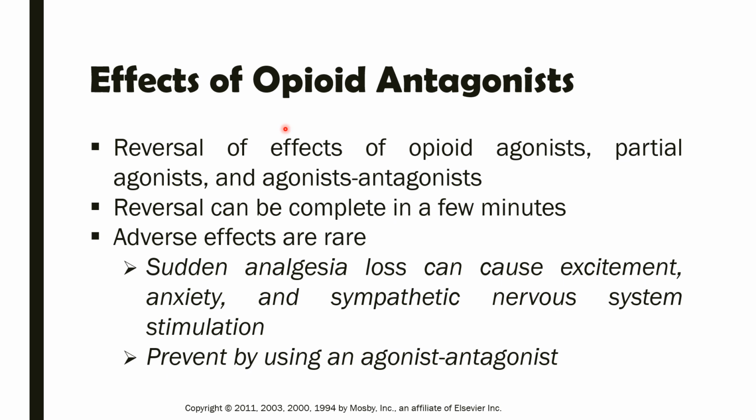A reversal can be complete in a few minutes, and there are adverse effects, but these are considered to be rare. There is sudden analgesia loss, which can cause excitement, anxiety, and sympathetic nervous system stimulation. You are reversing the effects of your opioid. Opioids are analgesic, so when you reverse that, there could be sudden loss of analgesia. It can cause excitement and anxiety due to the sympathetic nervous stimulation. To prevent this, you can use an agonist-antagonist drug, and one of those is butorphanol.